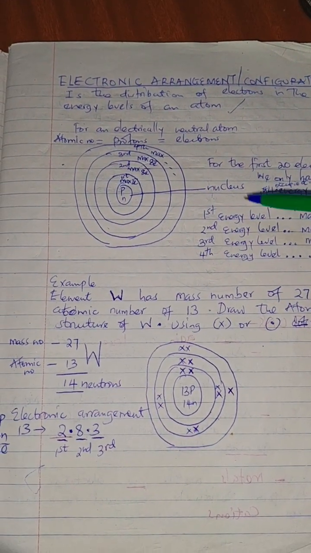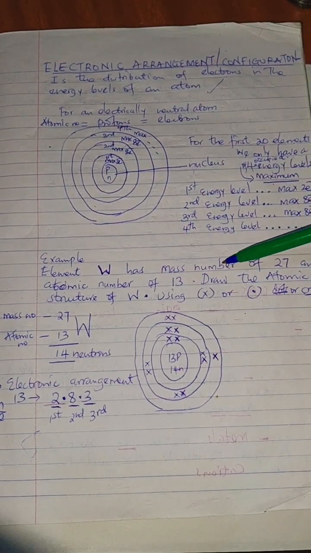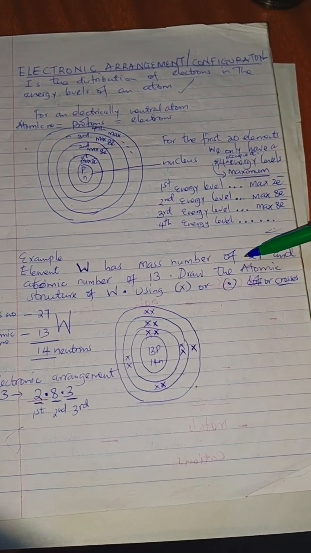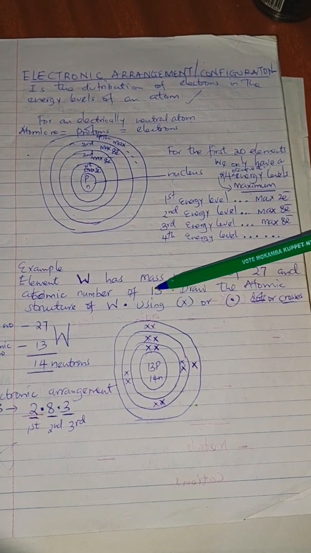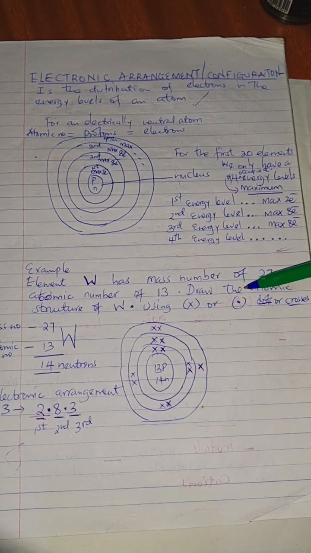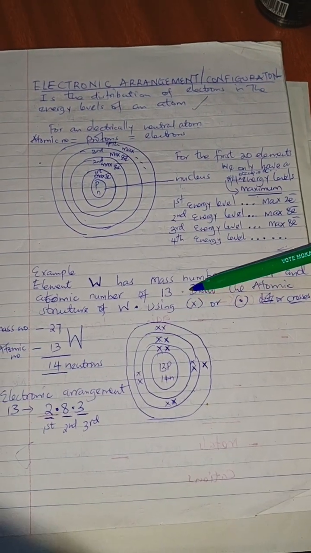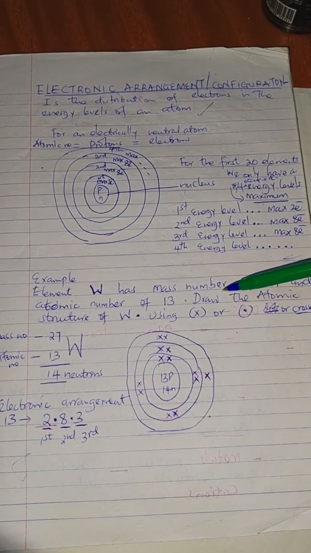We have an example here. Element W has a mass number of 27 and atomic number is 13. Draw the atomic structure of W using dots or crosses.